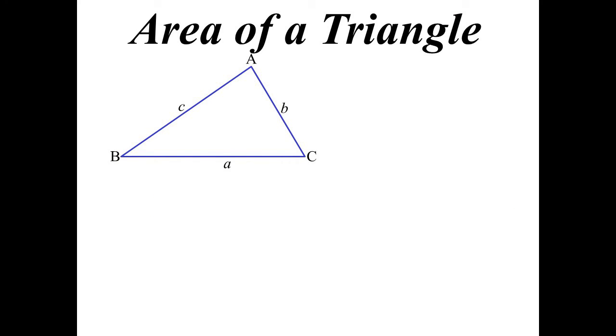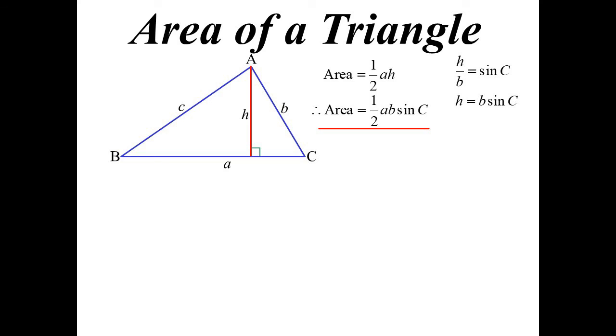Area of a triangle. Of course, we know it's half base times height, but what if we don't know the height? Well, let's say half A times H, but we know H over B could be sine C, so H is B sine C, which allows us to use this formula. So we don't have to know the perpendicular height. As long as we've got two sides and the included angle, we can find the area of the triangle.